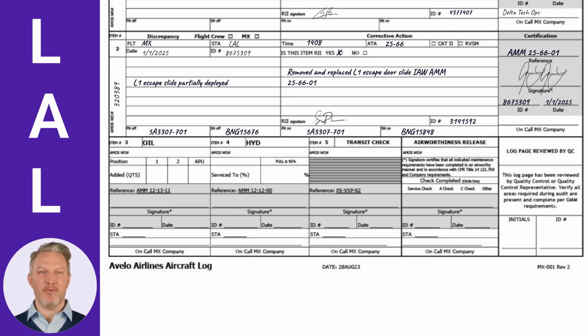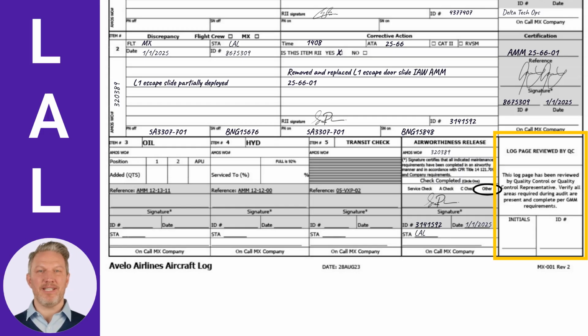Since the inspector that performed the RII has an AWR authorization, he can now complete the AWR section following the procedures in GMM 4.3. The AMOS work order number will be the same as the work order number from the second discrepancy block, in this case, 320389. Other will be circled in the check completed section. Finally, the inspector will provide their signature, ID number, and the date and station.